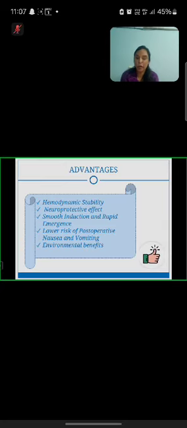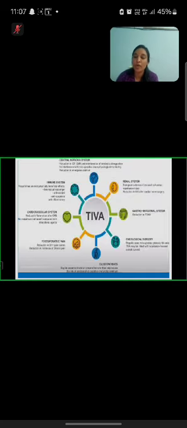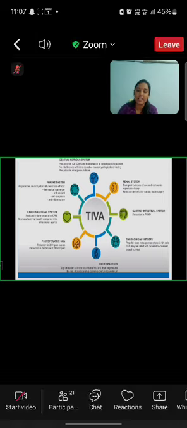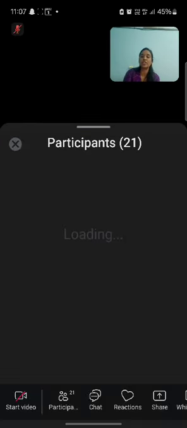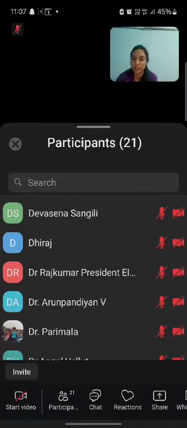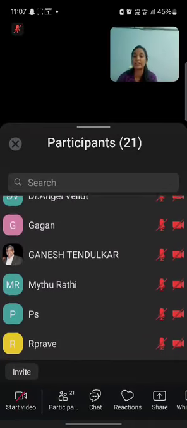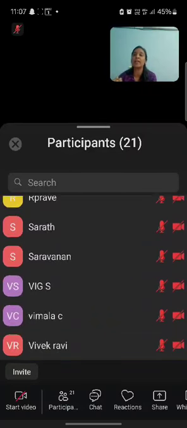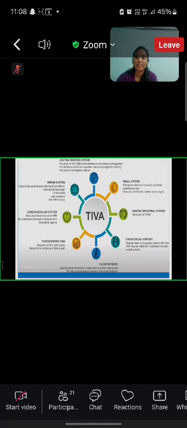These are all the advantages of using TIVA. It provides hemodynamic stability, neuroprotection is better, smooth induction and rapid emergence are seen, there is a low risk of postoperative nausea and vomiting, and of course, environmental benefits. This picture depicts the overall importance of TIVA in other systems also. In the central nervous system, it reduces intracranial pressure, reduces cerebral metabolic rate, and maintains cerebral autoregulation. TIVA doesn't affect the flow metabolism coupling, and it also has advantages over other systems.